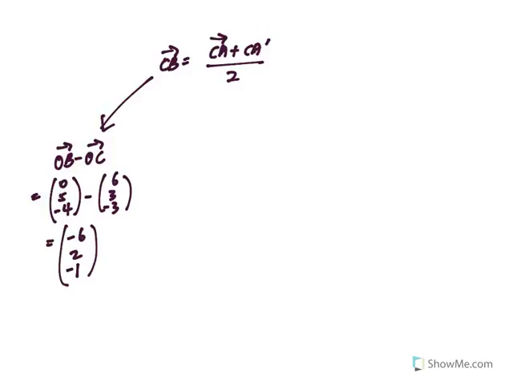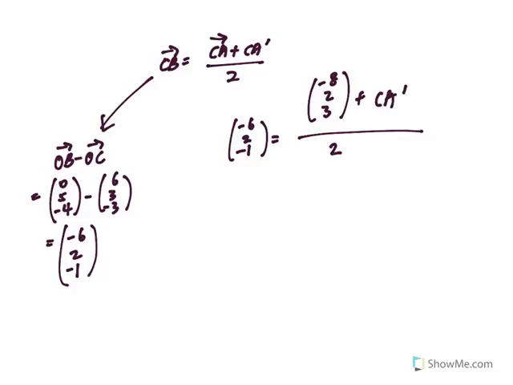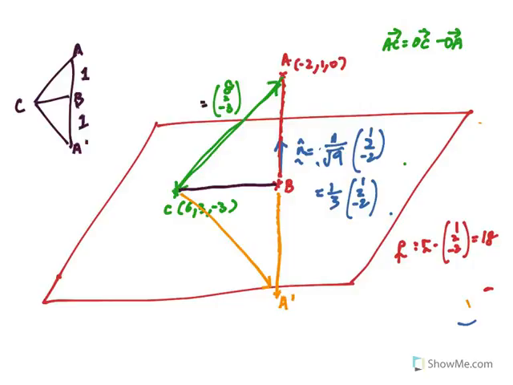So that means your CB, negative 6, 2, negative 1, is equal to 2 times of CA. CA would just be what you found just now, negative 8, 2, 3, plus CA prime. From here you should be able to find your CA prime, and CA prime will finally be the answer, negative 4, 6, negative 5.